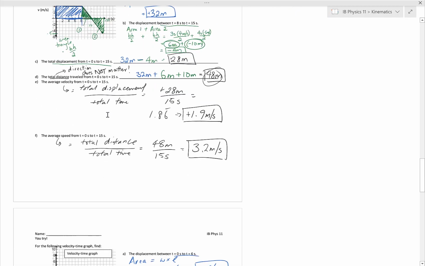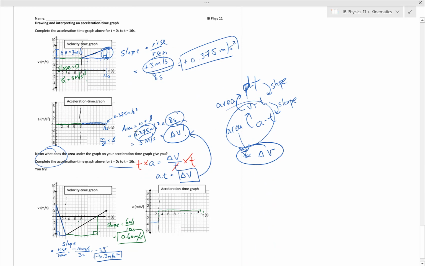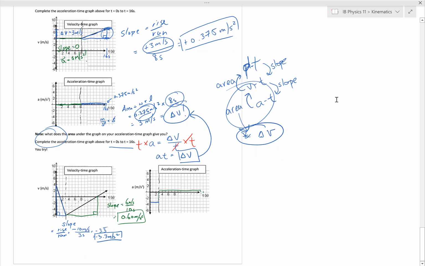Continuing on, in the last video, what we did is we looked at acceleration time graphs to make sense of everything. The missing piece of the puzzle is that if we take the area underneath of an acceleration time graph, we get the change in velocity, not the velocity itself. And that kind of summarizes everything that we looked at in this particular 5-video lesson.